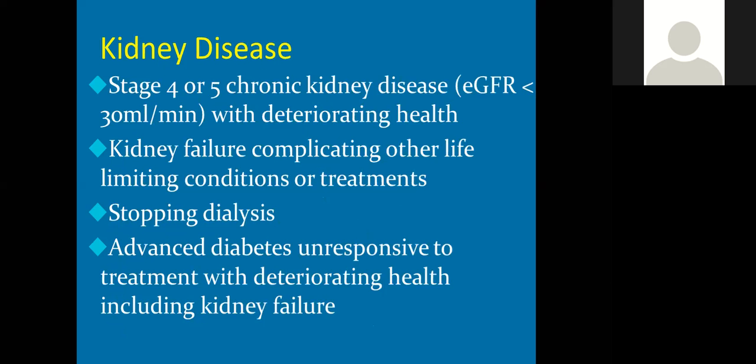For kidney disease, they say stage 3, 4 or 5 with deteriorating health, or other comorbidities, or if the patient has stopped dialysis, or has advanced diabetes with a deteriorating kidney condition unresponsive to treatment, refer to palliative care. So these are examples of how it is given in SPICT, just a guideline you can follow as a quick reference as to when to refer to palliative care.